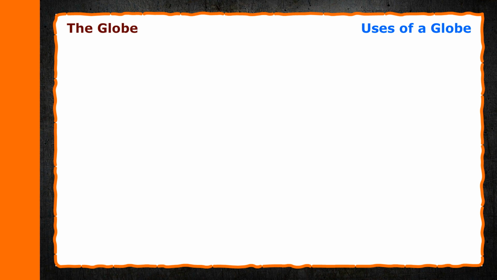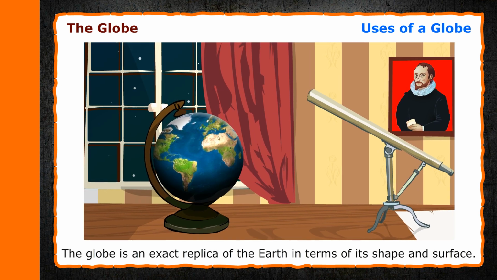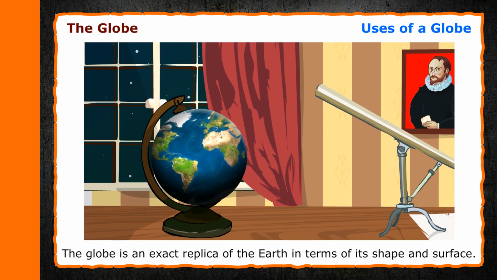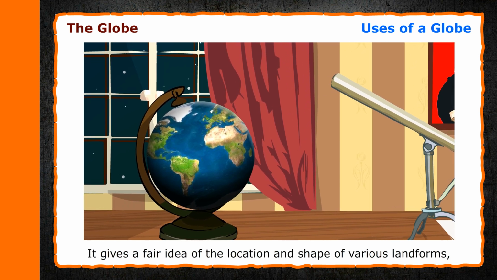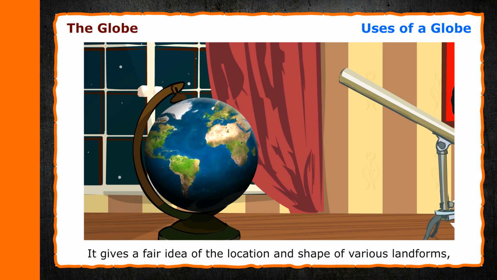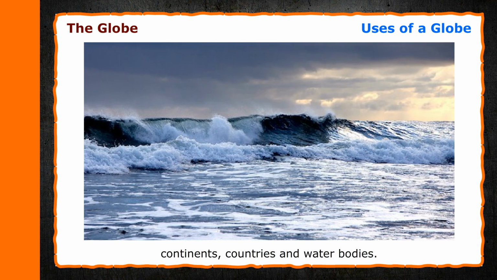Uses of a globe. The globe is an exact replica of the earth in terms of its shape and surface. It gives a fair idea of the location and shape of various landforms, continents, countries, and water bodies.